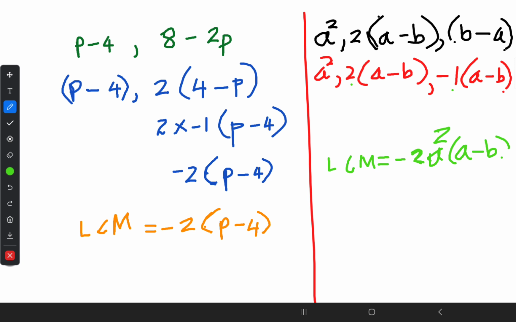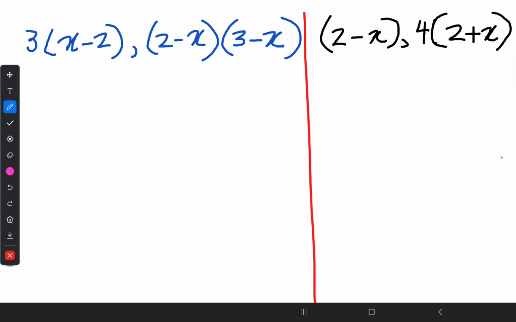In A indices, A square in expressions, A minus B. That would be the answer for our LCM. So in the first question, 3 times x minus 2 is already in factorized form. We will keep that x minus 2 as it is. Thereafter look at the next one.